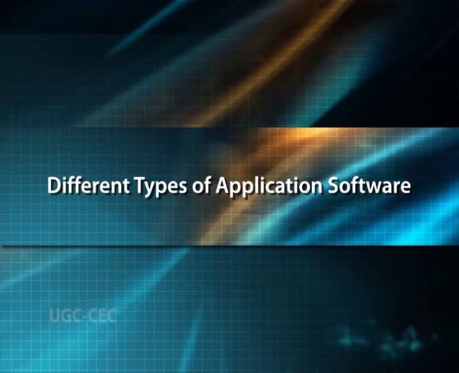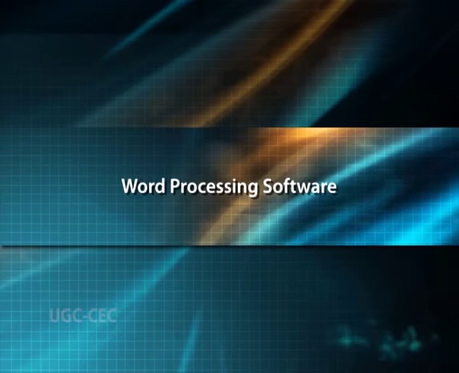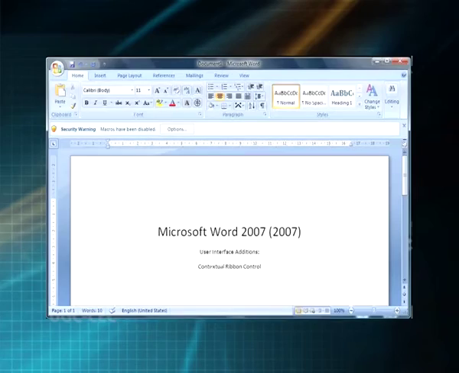Different types of application software. Word processing software. This software enables users to create and edit documents. The most popular examples of this type of software are MS Word, WordPad and Notepad, among other text editors.